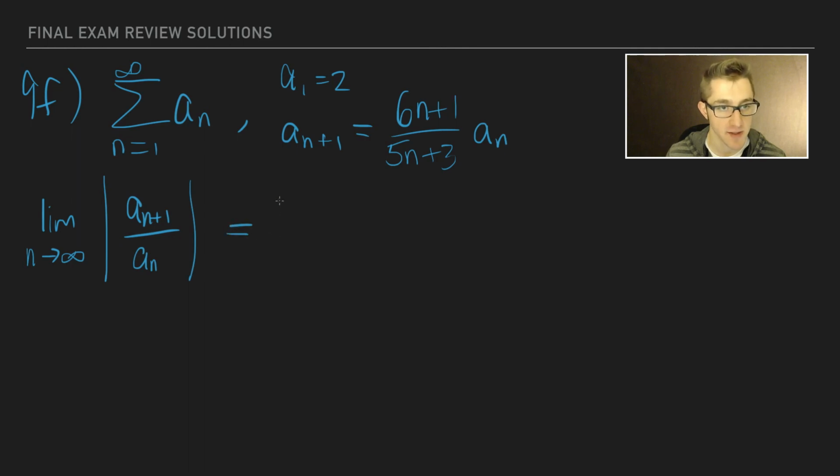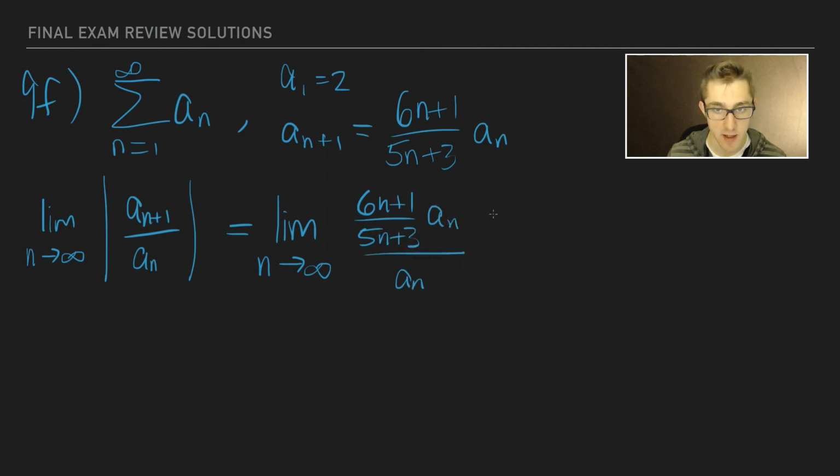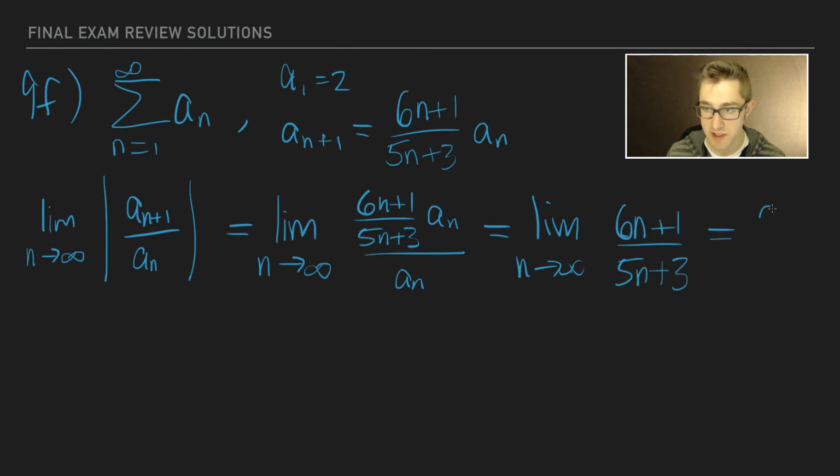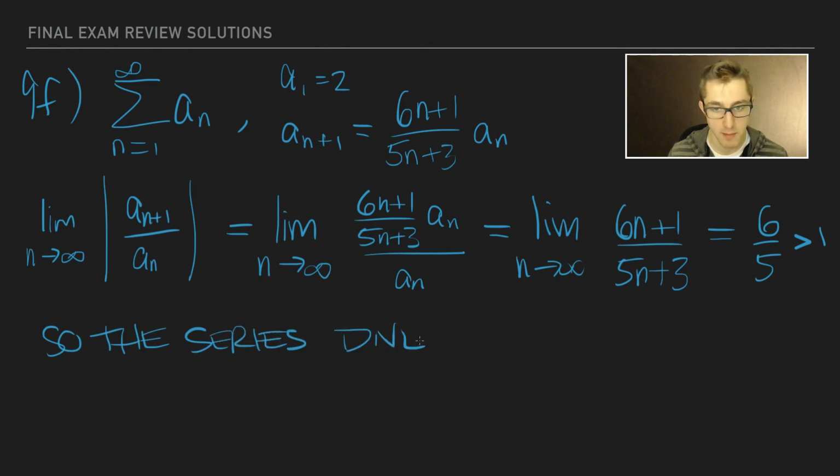Everything's positive here, so I can ignore the absolute values. An plus 1 is expressed as 6n plus 1 over 5n plus 3 times an, and I'm dividing by an. So these terms will cancel, and I'm just left with the limit as n goes to infinity of 6n plus 1 over 5n plus 3, and this is equal to 6 over 5. So 6 over 5 is bigger than 1, so the series diverges by the ratio test.